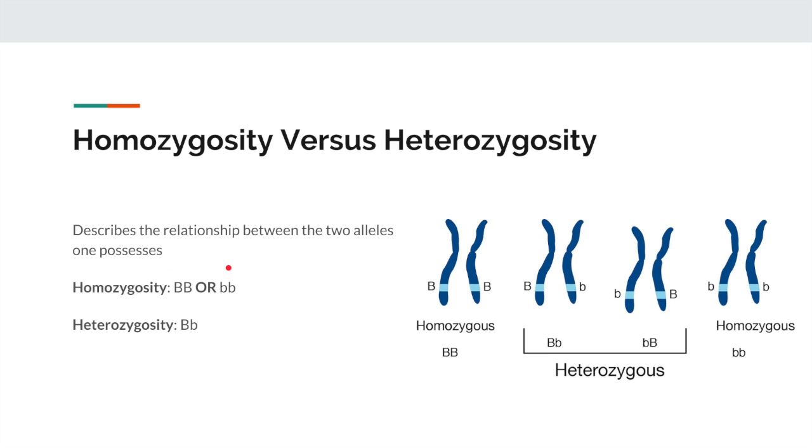So we've already described a little bit of homozygosity and heterozygosity. Homozygosity can be both when you have two of the dominant alleles or two of the recessive alleles, and then heterozygosity is always going to be two different alleles.